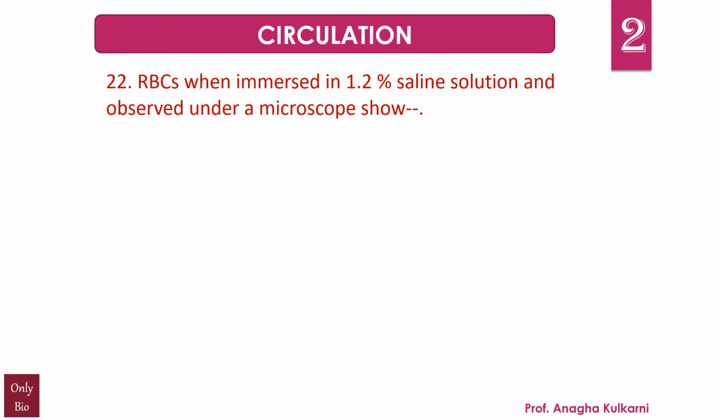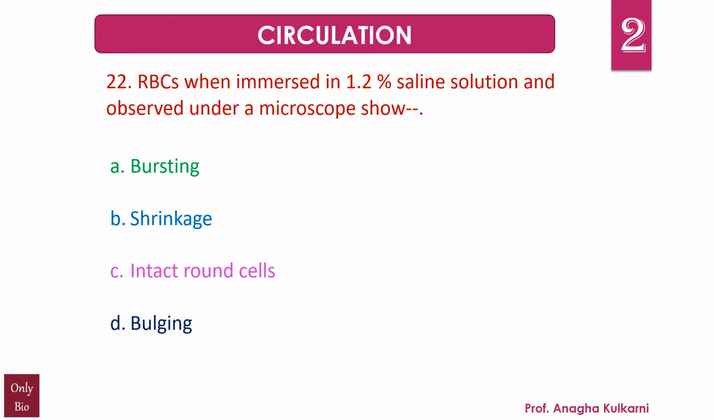Question number 22. RBCs when immersed in 1.2% saline solution and observed under a microscope show dash. A. Bursting. B. Shrinkage. C. Intact round cells. D. Bulging. And the correct answer for this question is B. Shrinkage. So when the RBCs are immersed in 1.2% saline solution, under the microscope they appear to be shrunken.